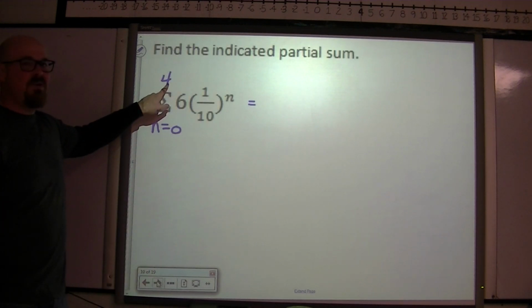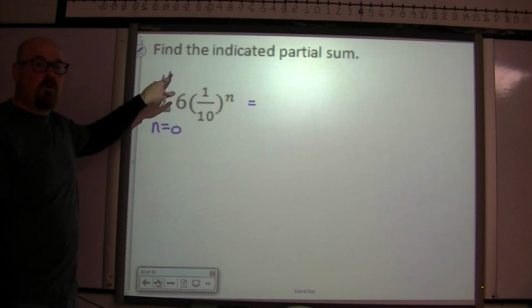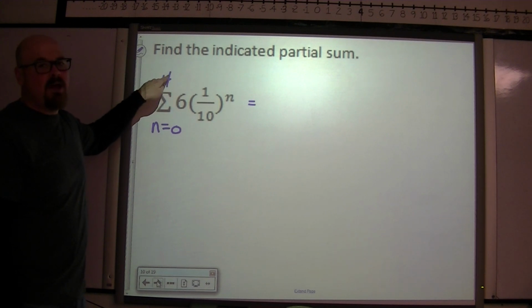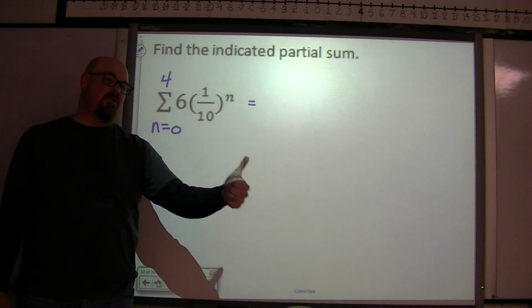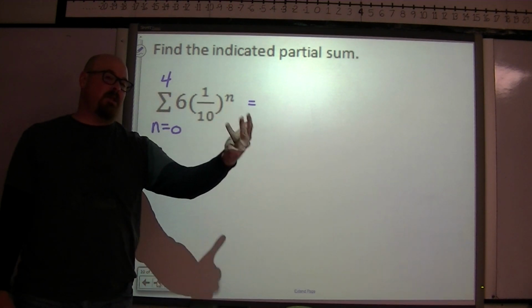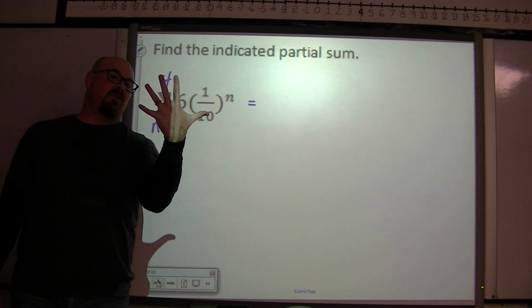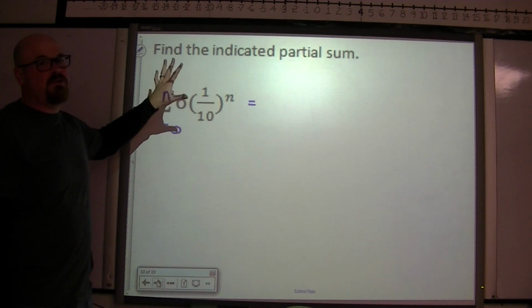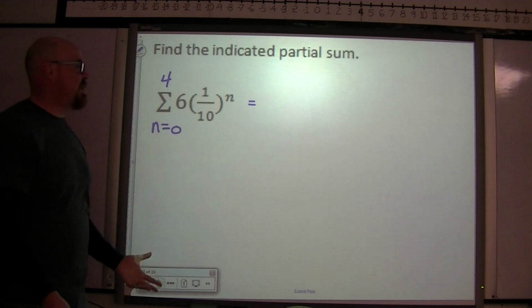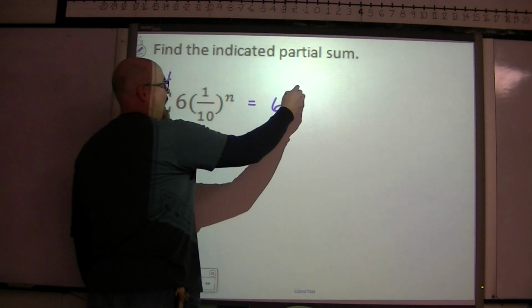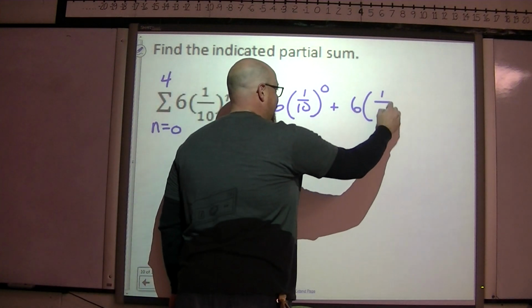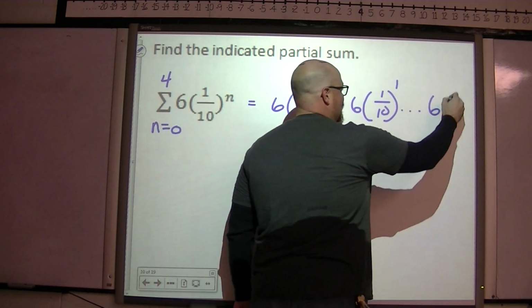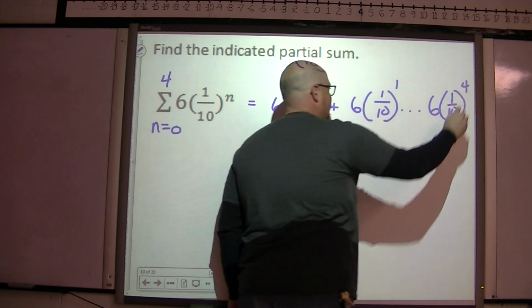Right? This number is not saying there are 4 numbers in this sum. This number is saying stop after you plug in that number. Start with 0. Plug in 0, plug in 1, plug in 2, plug in 3, plug in 4. So this is actually a fifth partial sum. Okay? There's no trick to this. You can plug the 0 in, then plug in the 1, dot, dot, dot, and then your last term would be to plug in the 4.